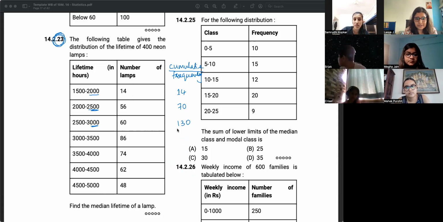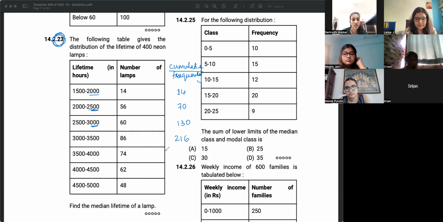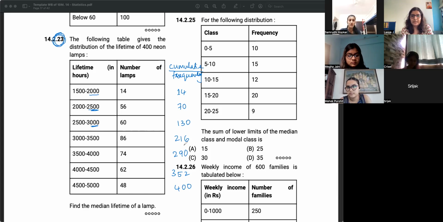Okay, so 130 plus 86 will be 8 plus 3, yes, 216. Then this will be 280, 290. Then this will be plus 62, 350, and this will make it 400. Okay. All right. So this is the cumulative frequency.